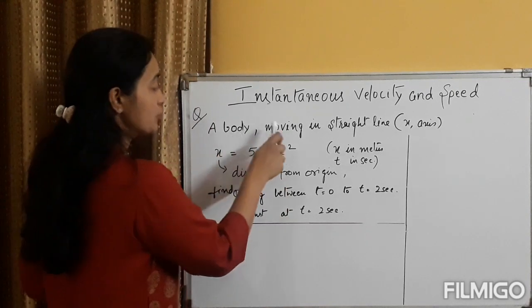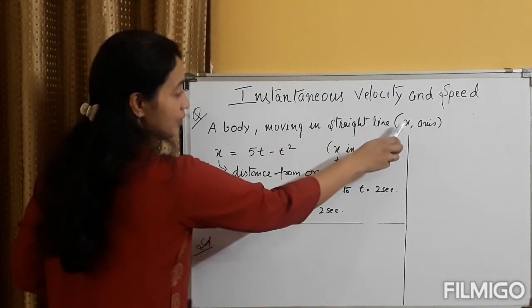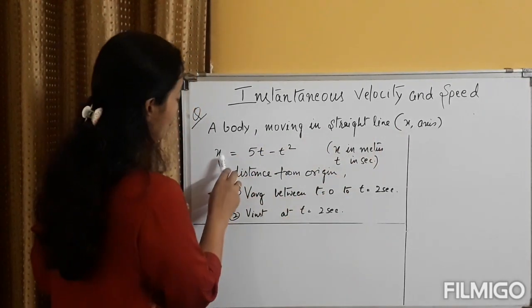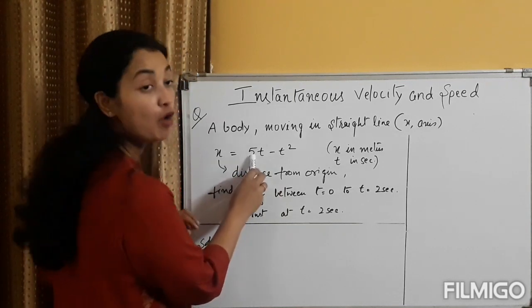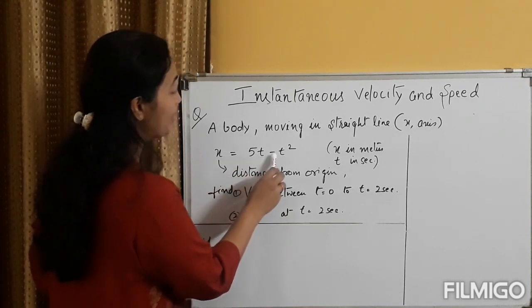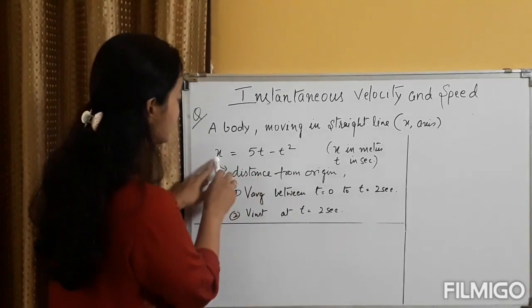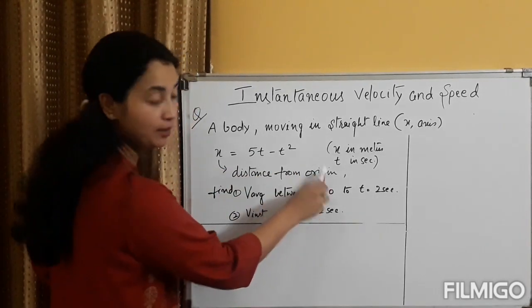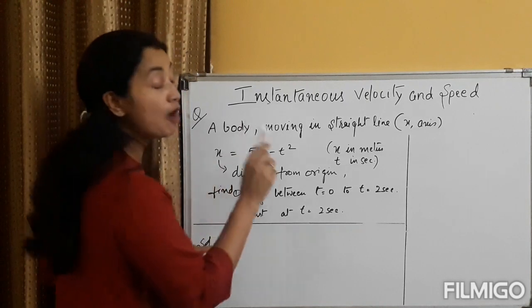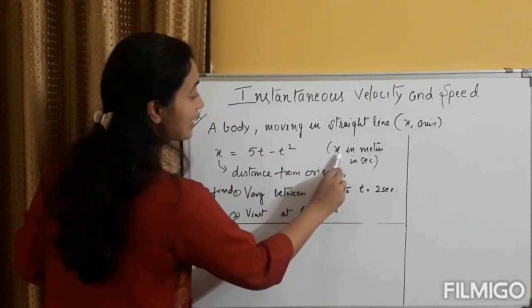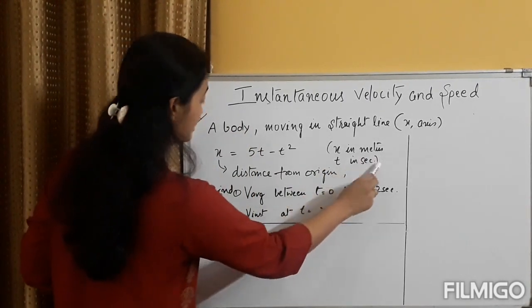A body is moving in a straight line along the x-axis. The value of x is given by the equation 5t minus t square. Here x is the distance from the origin, and it is a function of time t. X is measured in meters and time in seconds.